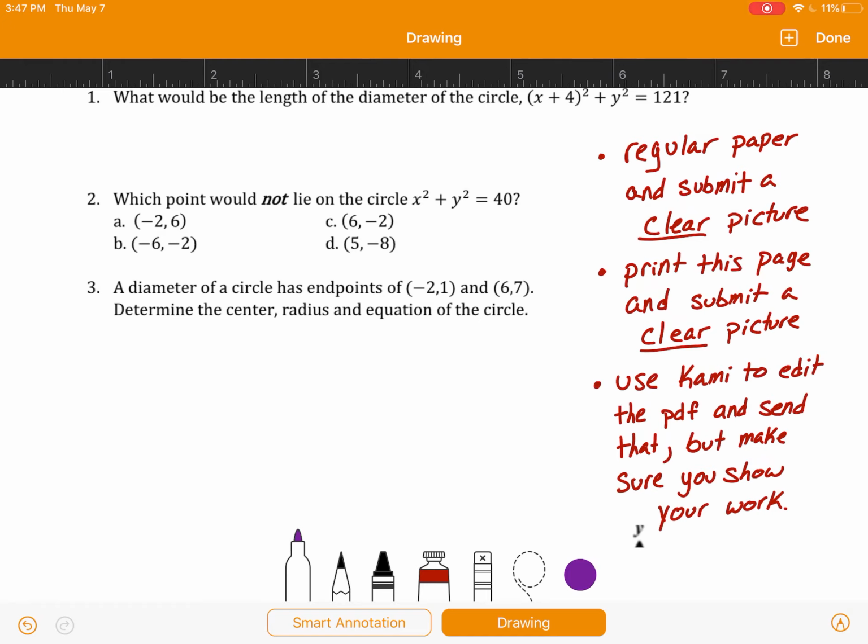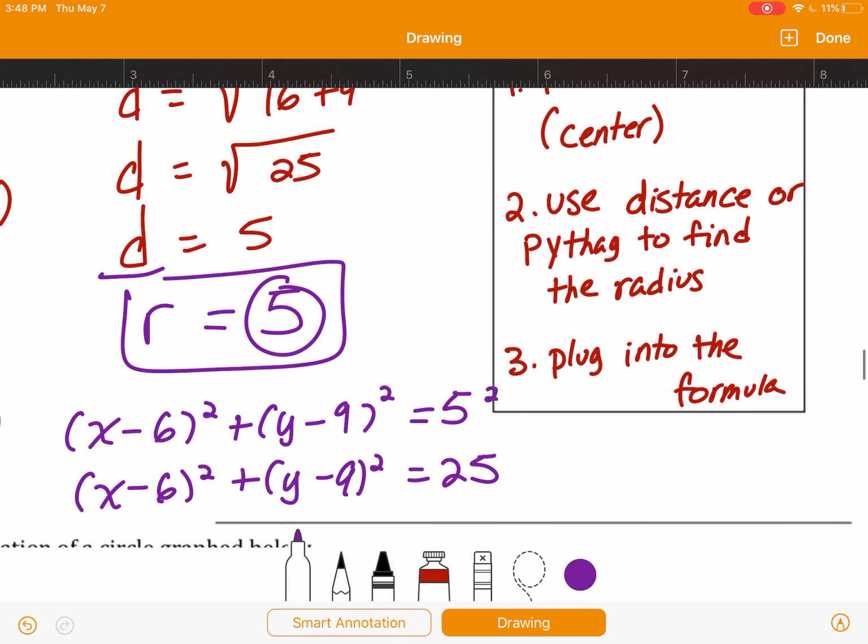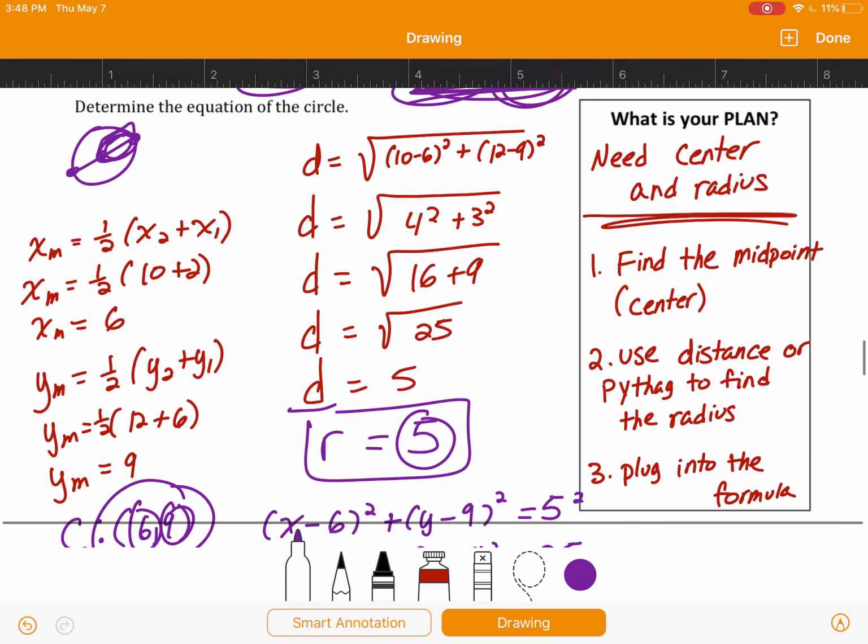And you can choose if you want to print out the homework pages and just write your notes on there, or write your homework on there and take a picture of that and submit that. Or you can print out just the lessons that we're doing and do the same thing, take a clear picture of it and submit it. Or what I'll let you guys do is use Kami and edit the PDF right on your computer. But when you do that, you have to make sure that you're showing enough work. So I've shown you guys how much work I want to see for each of them. So for some of these, you don't need a whole lot of work, but I want to make sure that you know how to get to each of these.